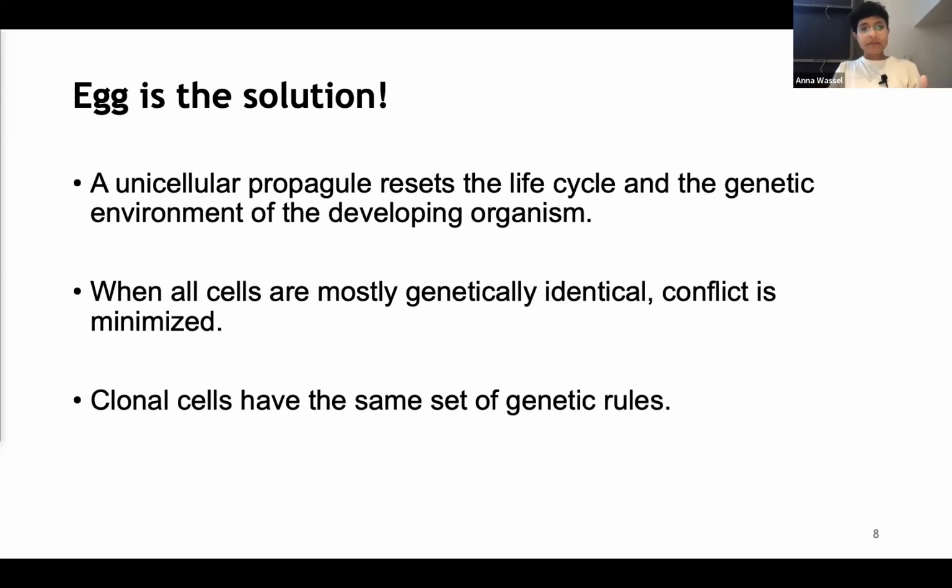So basically what happens is, the solution that evolution has repeatedly come up with is that a unicellular propagule solves both of these problems, where the resultant cells are genetically identical, so the kin conflict is minimized, but also as they inherit the developmental processes and the program for that, they are bound to have the same set of rules that they can follow together.